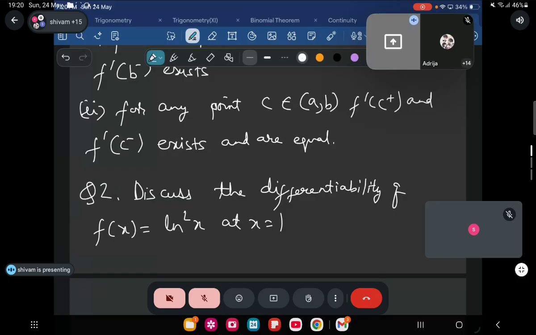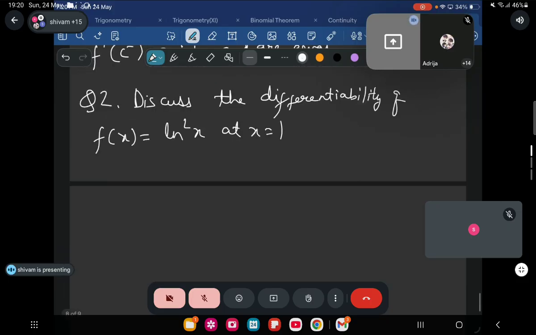Correct. Yes, Aditya, your answer is correct. Check it again. So should I start, everyone? We can start. f of x equal to ln square x. No, check it again. f of x equal to ln square x.